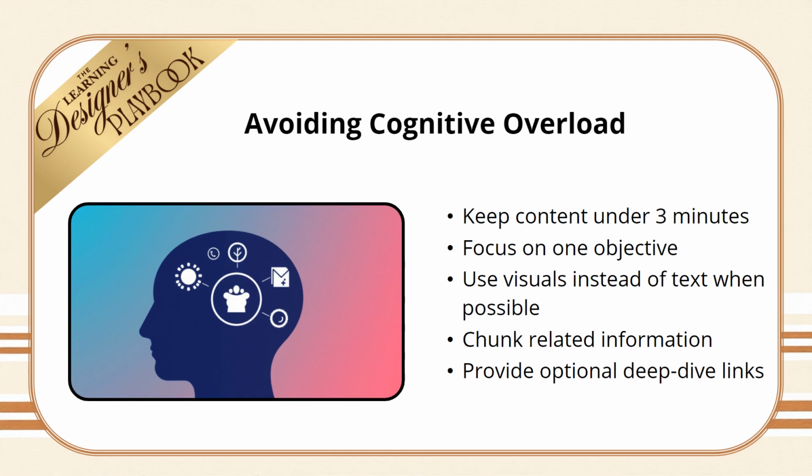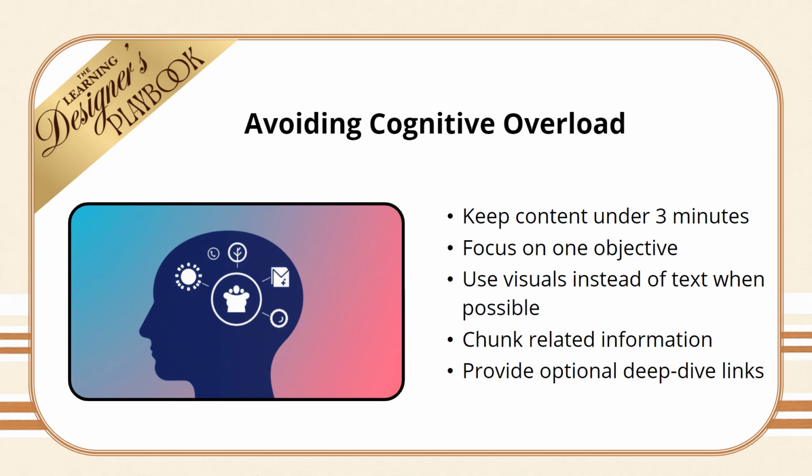One of the biggest challenges in just-in-time learning is preventing cognitive overload. Because these resources are designed for speed and efficiency, they must stay simple. The general rule is that each piece of content should address one objective at a time. Keeping videos under 3 minutes and job aids under 1 page helps maintain focus. Visuals often communicate faster and more clearly than text. When information must be explained in steps, chunk related elements into logical groups. This approach aligns with how our brains naturally process information.